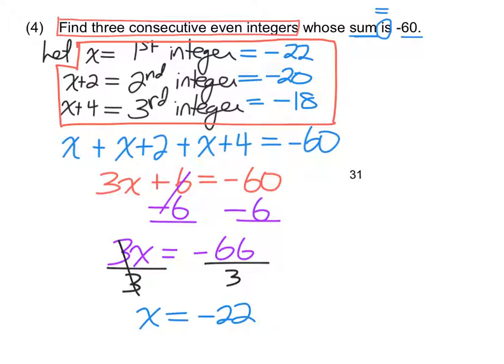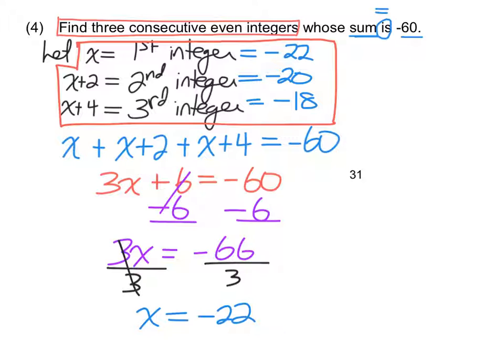All right, so they just asked us to list out the three consecutive integers. Now, double check, these should add up to negative 60. If you add negative 22 and negative 20, that gets you negative 42, plus another negative 18, that gets you to negative 60.